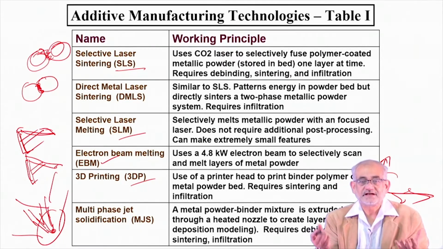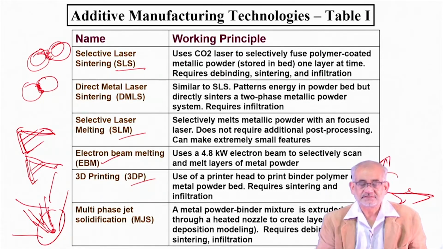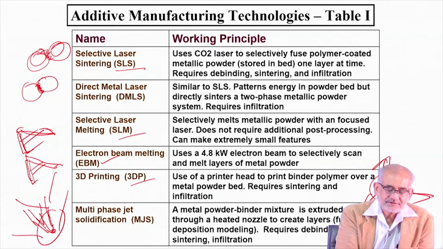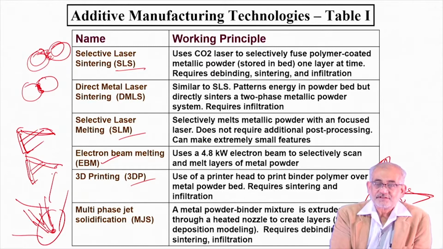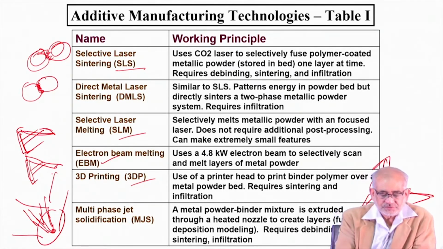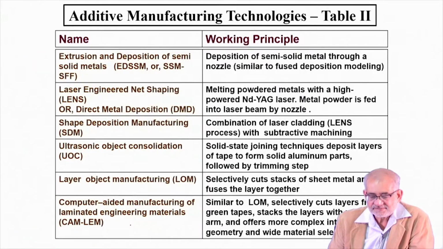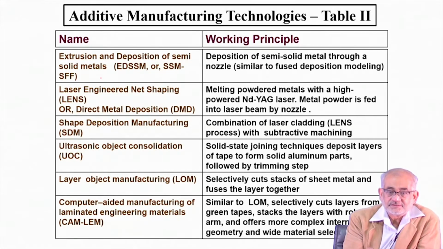It's almost like an artisan moving his hand with clay and making a three-dimensional shape. So instead of printing the letter A on a two-dimensional sheet, you can go layer by layer and print an A which is not only two-dimensional but three-dimensional. So that's 3D printing. You can also use multi-phase jet solidification. You can have multiple jets falling onto the surface. You can do extrusion and deposition of semi-solid metals and then create a final shape.